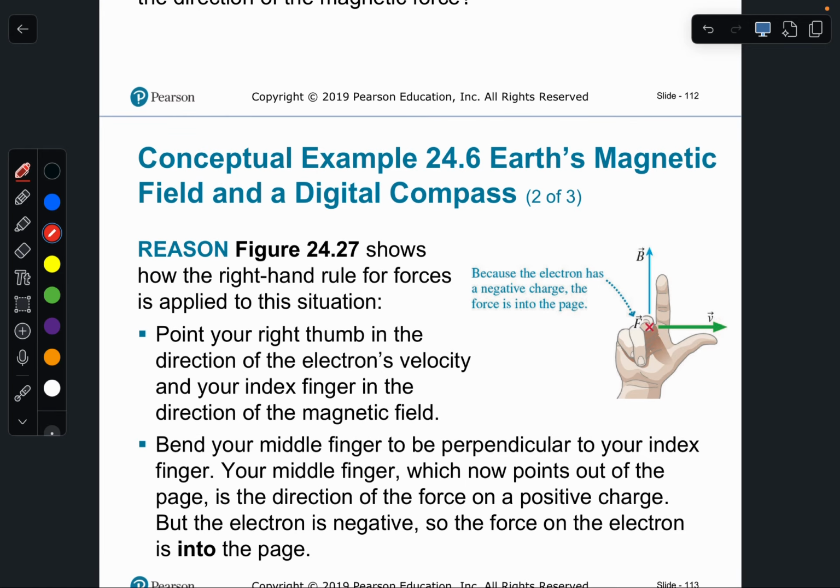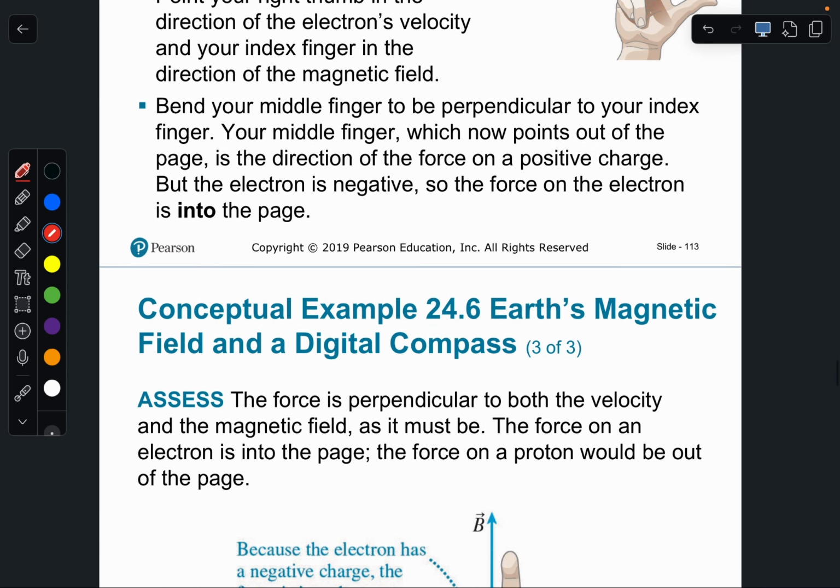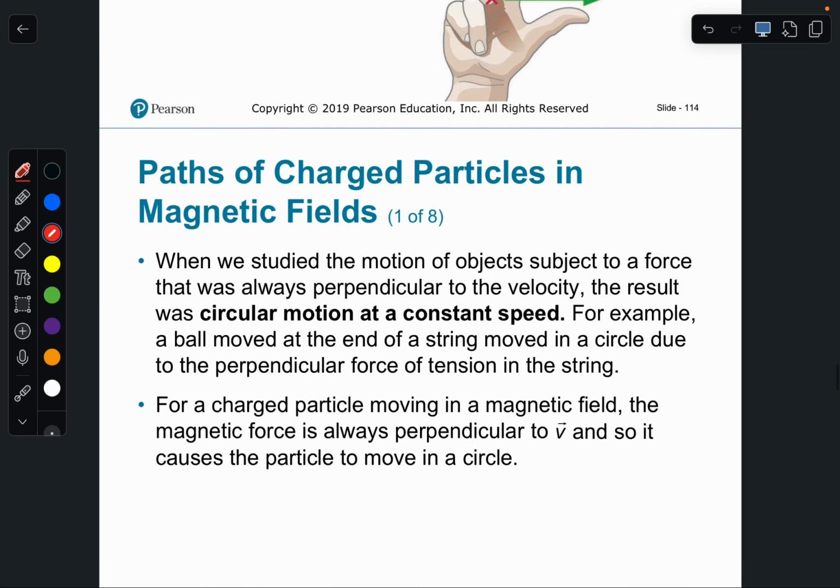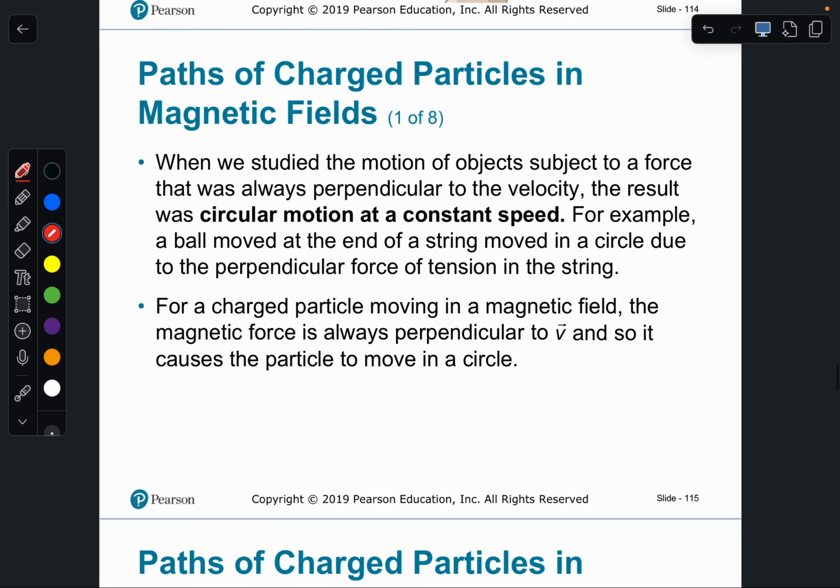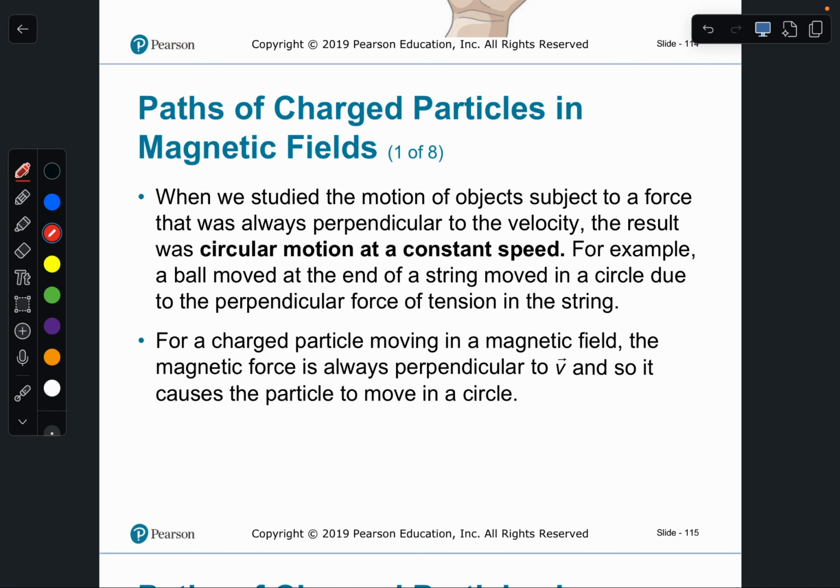Here they're using the right hand and they're flipping the force vector, but I use my left. Okay, so nothing too crazy. So what happens if a charge is traveling in a magnetic field? It does something funny. It starts moving in a circle. And I think that'll make perfect sense once we sketch the forces on it.